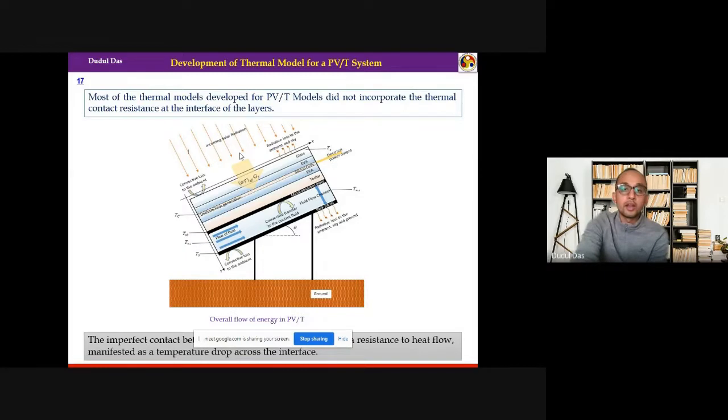So we came up with the question whether this absorber sheet is useful for a PVT, or we can directly glue the tubes onto the PV rear surface. There are 2 situations, so we need to find out which is the better one. So we developed these PVT models. What happened in earlier models, most of the researchers, they have neglected the effect of this thermal contact resistance at the interface of the different layers. But in this new model, we try to incorporate this new term called thermal contact resistance, and we try to find out whether this metal absorber plate is useful or not.